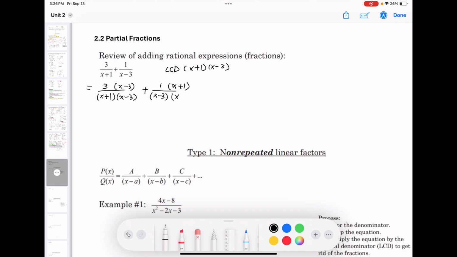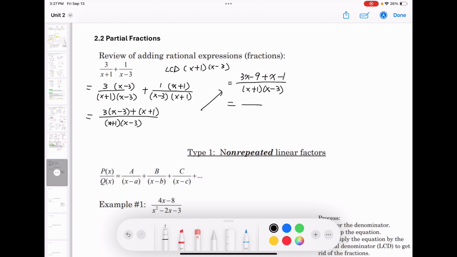Now we have the same denominator. Add the tops. We have x plus 1 times x minus 3. On the top, we have 3 times x minus 3 plus x plus 1. We can also move it here. We can distribute the 3 in the parentheses. We say clear the parentheses. We have 3x minus 9 plus x minus 1, all divided by x plus 1 times x minus 3.